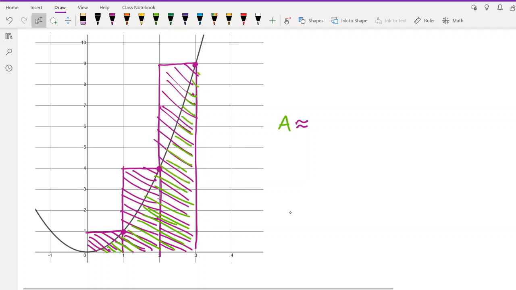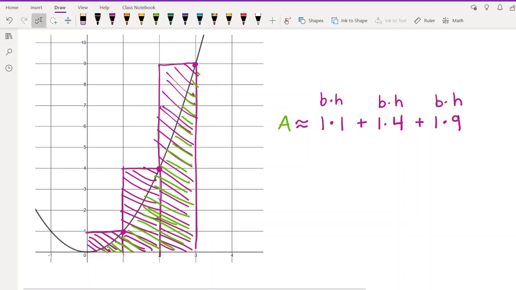Okay, so the area is approximately equal to, and what we're going to do is base times height for each of these three rectangles. In this case, the base of each of them is just 1. I'm still going to write it down even though it's 1, so base times height. What's the height of the first rectangle? It's 1. What's the height of the second rectangle? It's 4, so we have 1 times 4. And the height of the third rectangle is 9, so we have 1 times 9. Each of these comes from base times height, base times height, base times height.